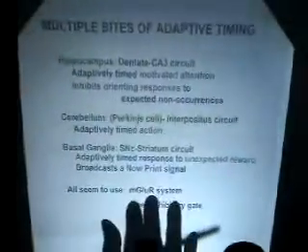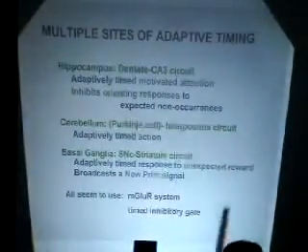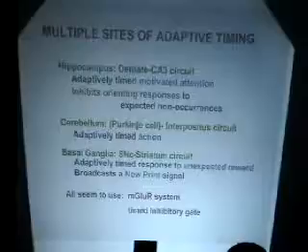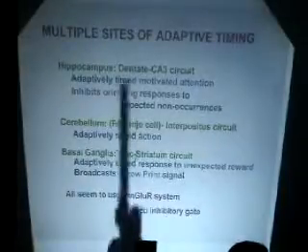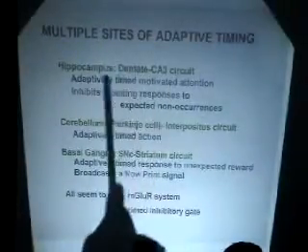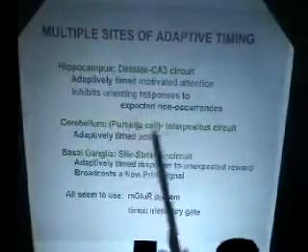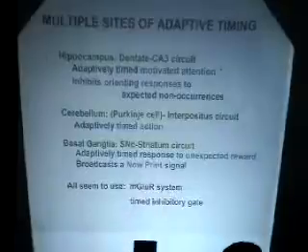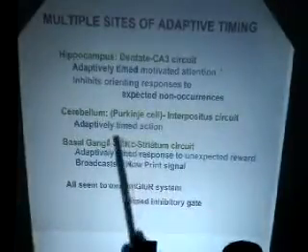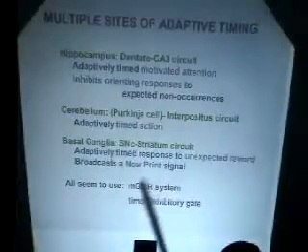Now, I want to emphasize that there seem to be multiple sites of adaptive timing in the brain. There seems to be a hippocampal dentate CA3 circuit, which I was hoping to tell you about on the second day, but I was just too ambitious with my plan. Today I'll tell you a little about the cerebellar and the basal ganglia circuits.